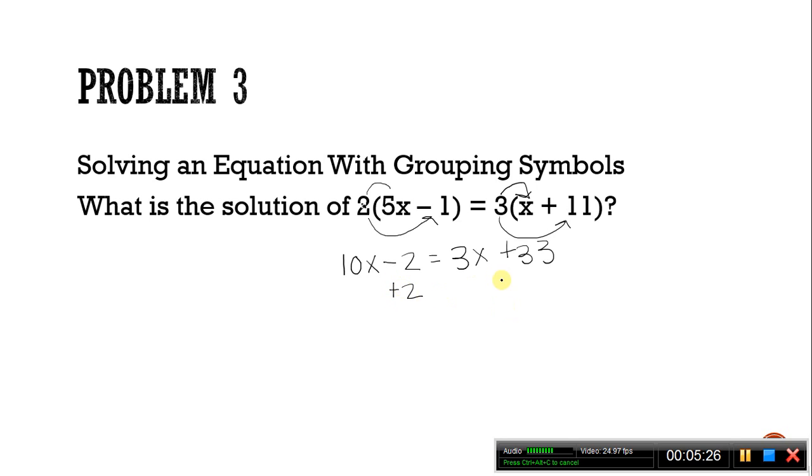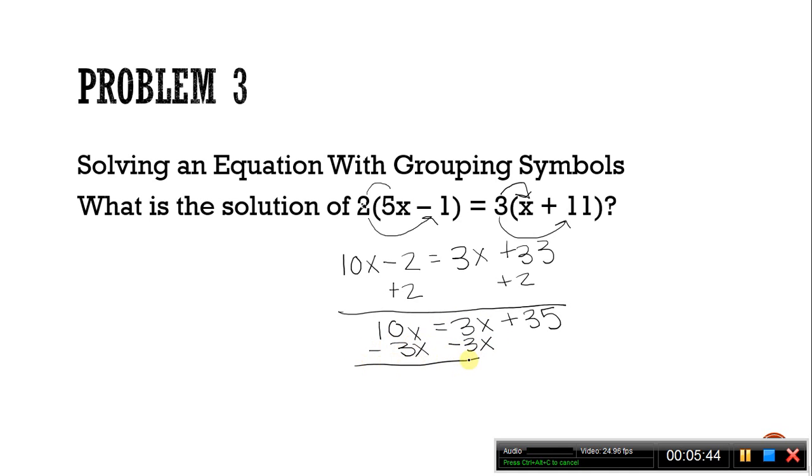So I'm going to add 2 to both sides. I get 10x equals 3x plus 35. X's need to be on their own side, so I need to boot 3x over to the other side. Kick them over. I'm going to get 10x's minus 3x's, 7x equals 35. Divide by my 7, so x is alone. And I get x equals 5.